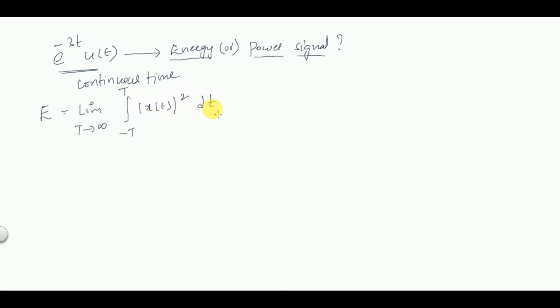Okay, so e power minus 3t into u of t. We know that u of t is the unit step signal, which is 1 for t greater than or equal to 0 and 0 for t less than 0. So for t less than 0, this value becomes 0, and when you multiply 0 with e power minus 3t, its value is totally 0. So the total signal e power minus 3t into u of t is defined only for positive values, that is for t greater than or equal to 0.